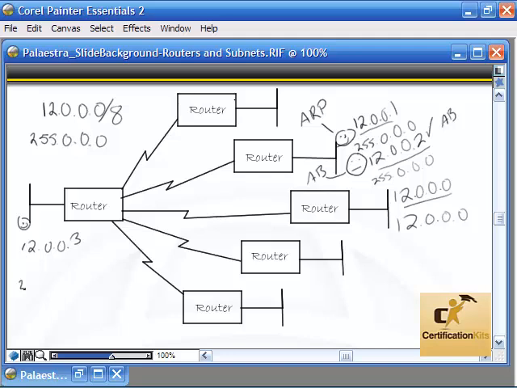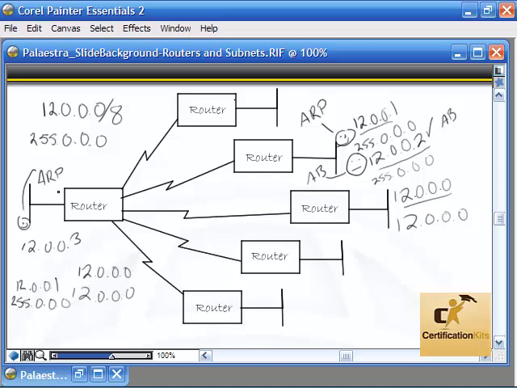This guy goes, okay, 12.0.0.1. Let me compare that to the subnet mask, 255.0.0.0. And he goes, okay, that is network 12. And then he does the same thing for himself, and he goes, oh, I've got network 12 as well. So what's he going to do? He's going to send out an ARP.